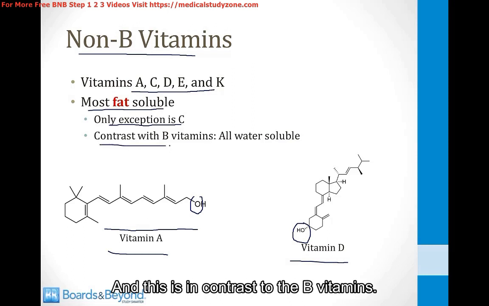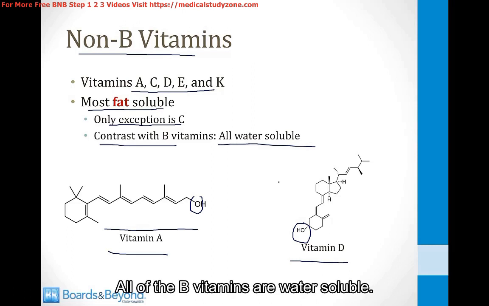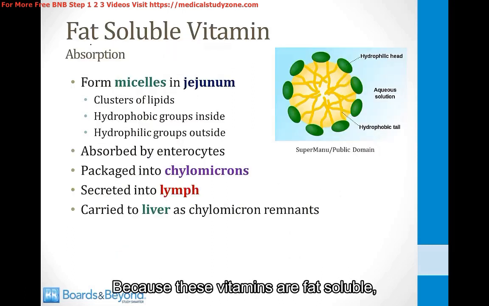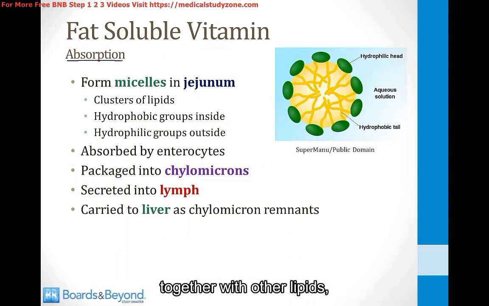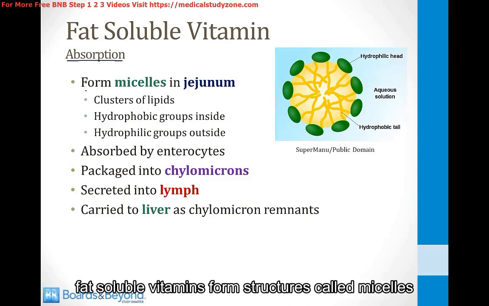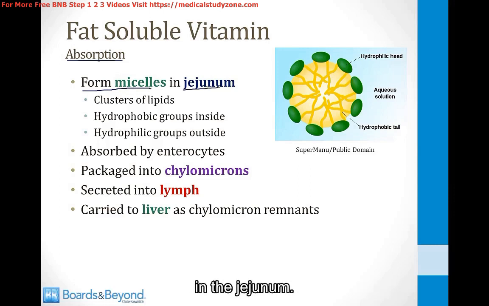And this is in contrast to the B vitamins. All of the B vitamins are water soluble. Because these vitamins are fat soluble, there's a special way by which they are absorbed in the GI tract. Together with other lipids, fat soluble vitamins form structures called micelles in the jejunum.